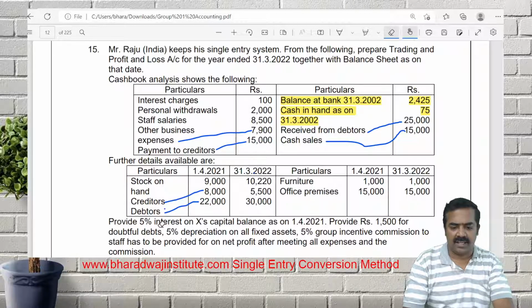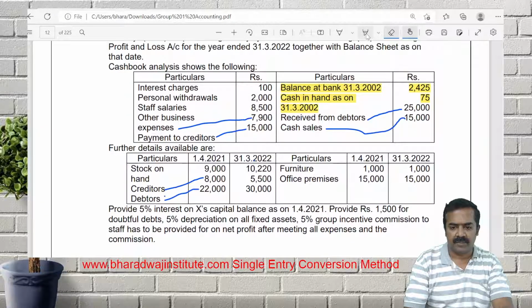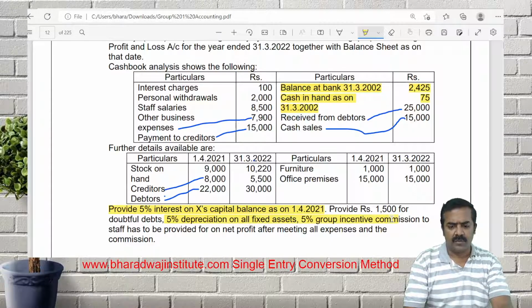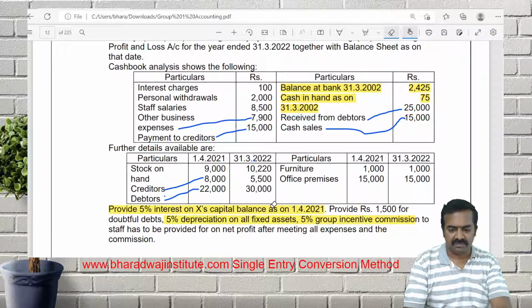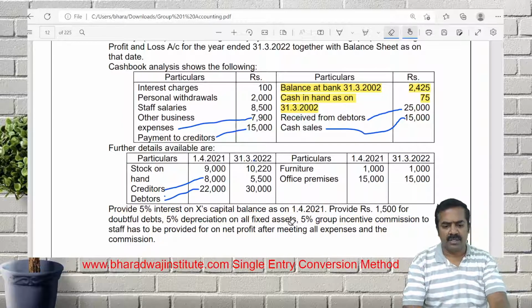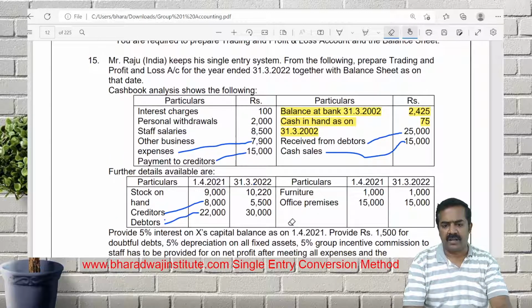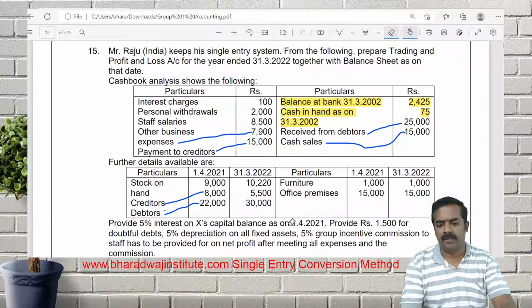Provide interest on capital balance on what date? They ask you to provide interest only on which balance? Opening capital balance. Provide 1,500 for doubtful debts, 5% depreciation on all assets, 5% incentive commission to be provided. That is while doing which one? P&L account you have to do. Okay, then you have to prepare a trading P&L account.